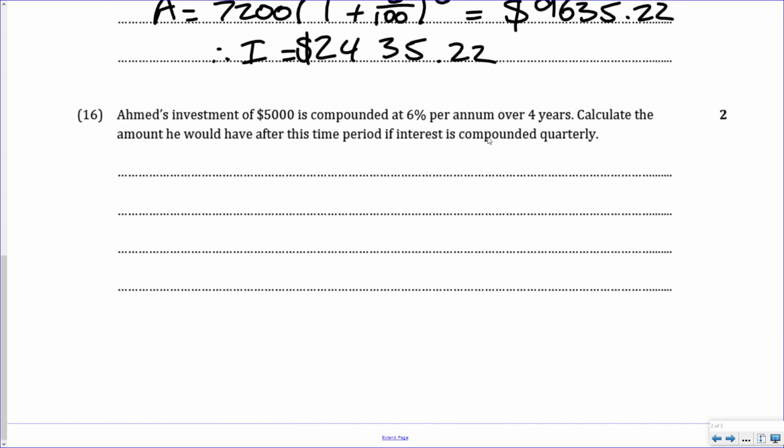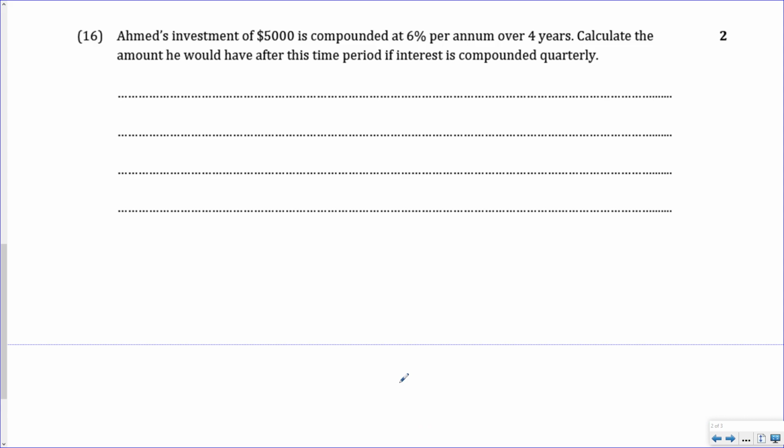And then looking at this one, we have Ahmed's investment of $5,000 is compounded at 6% per annum for 4 years. So again, let's just identify the pieces of information. We have that, we have that, we have that. Now what we're going to do is calculate the amount he would have after the time period. So we are trying to find A. We don't care about I in this case.